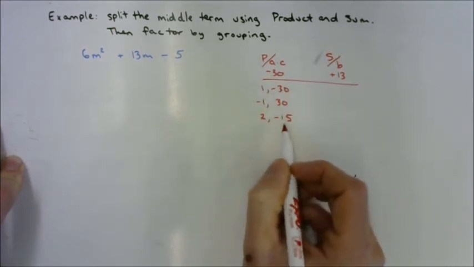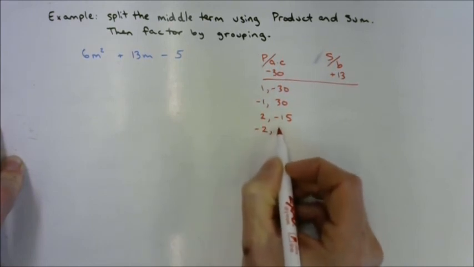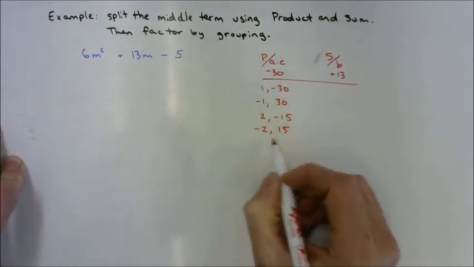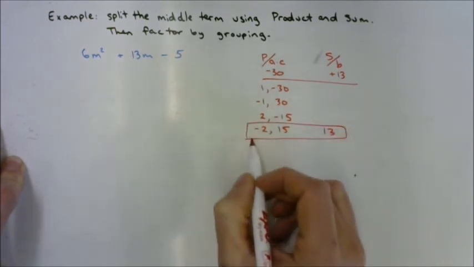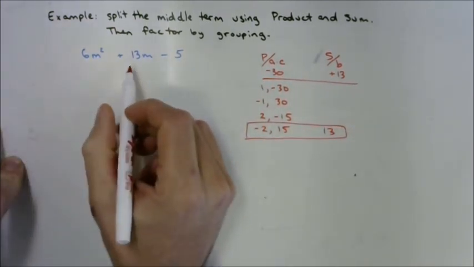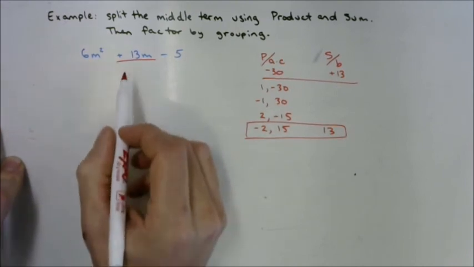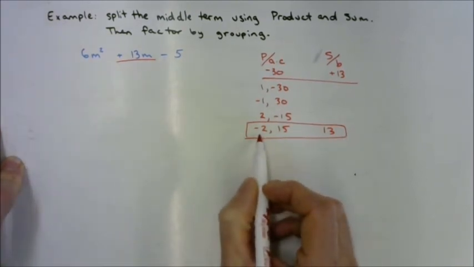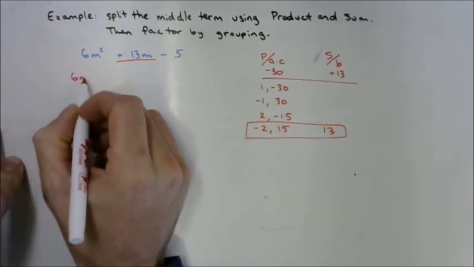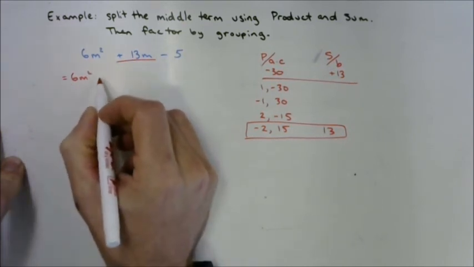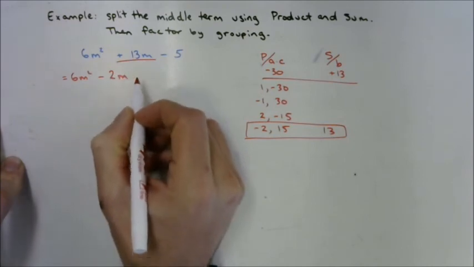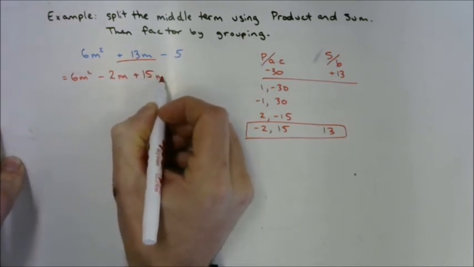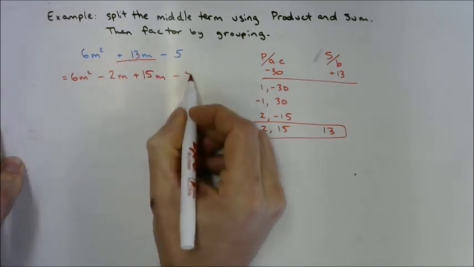Oh, I think I'm going to have a winner right here. -2 and +15. These guys add to 13. They will be the only two that do that. So here we go. All that's going to allow me to do is split this +13 into +15, -2. So we have 6m squared. I'm going to put my -2 on this side, so I have -2m's plus 15m's. That's going to give me my 13m's minus 5.